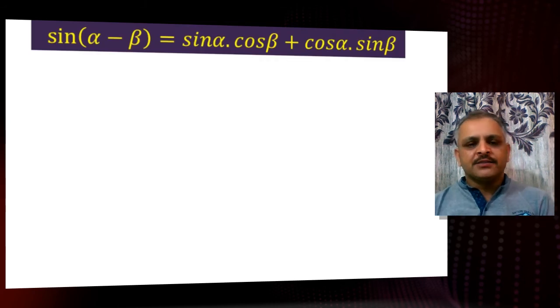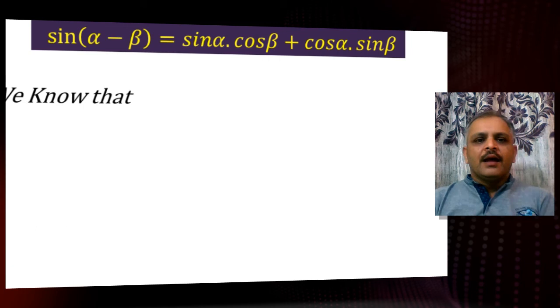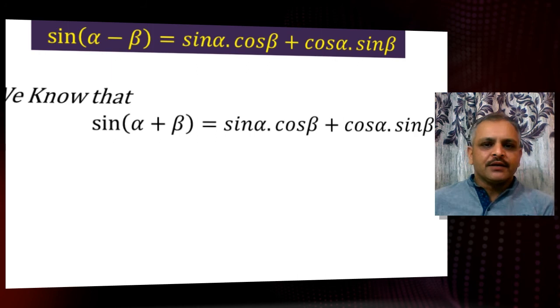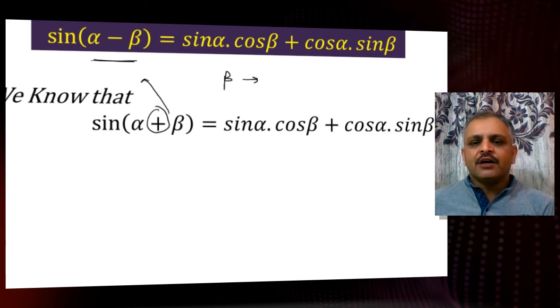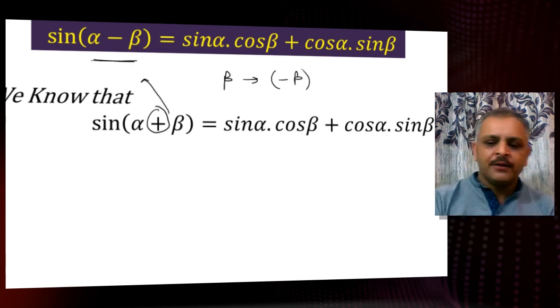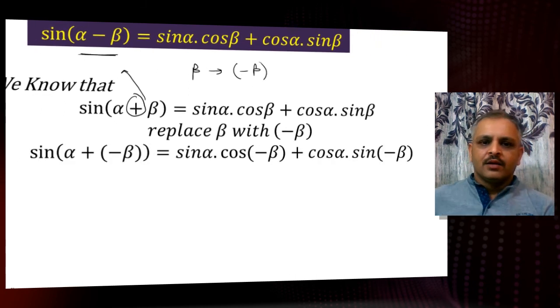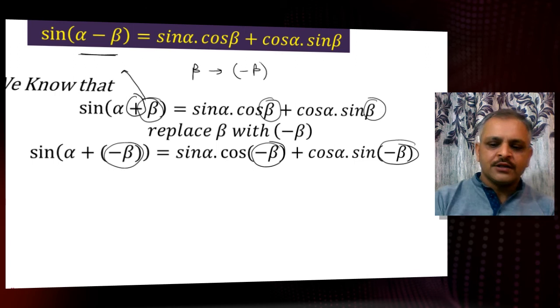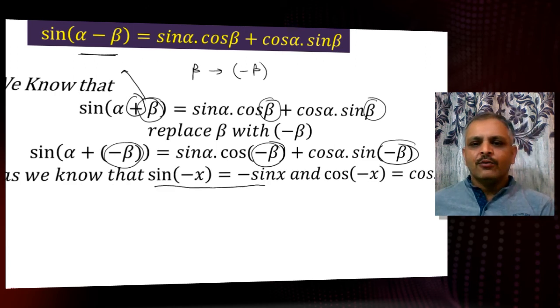Next is sine alpha minus beta. We know that sine alpha plus beta is sine alpha cos beta plus cos alpha sine beta. What I want is sine alpha minus beta. So instead of plus, if I take the negative sign, that means if I replace beta with minus beta, then what will happen? Wherever I find beta here, I will replace it with minus beta. And as we know, two very important results: sine minus x is equal to minus sine x and cos minus x is equal to cos x.